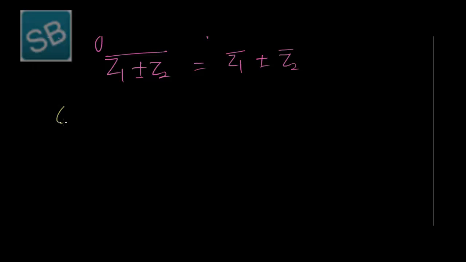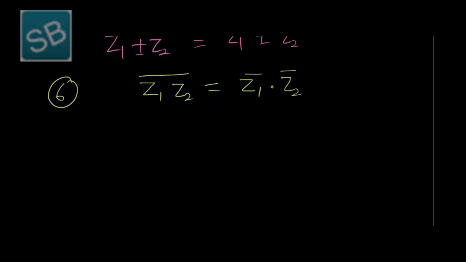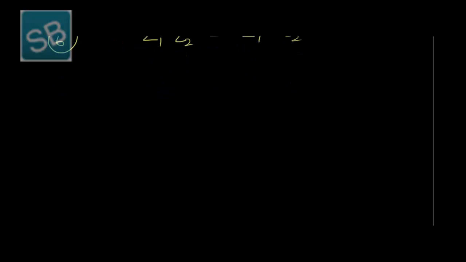So the next property, that is number 6, says that the conjugate of the product of two complex numbers is equal to z1 bar into z2 bar. So the conjugate of the product of two complex numbers is equal to the product of the conjugates of the two complex numbers. We are going to solve in the same manner. That is very simple.